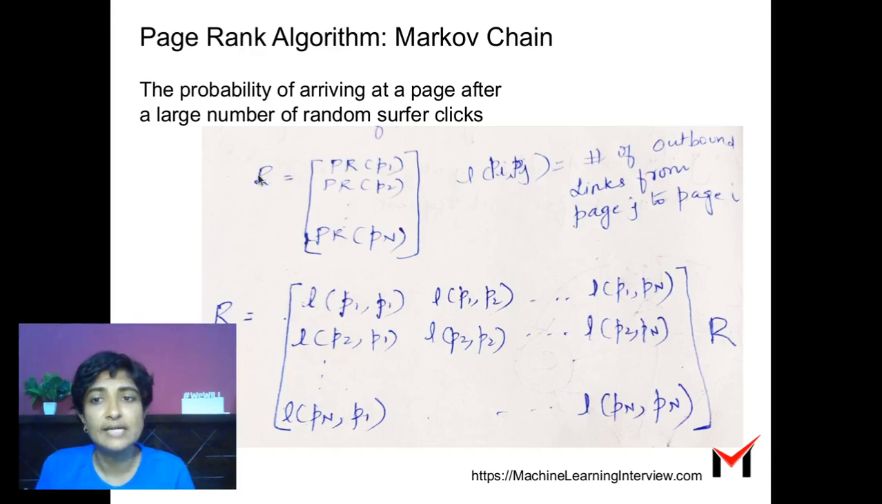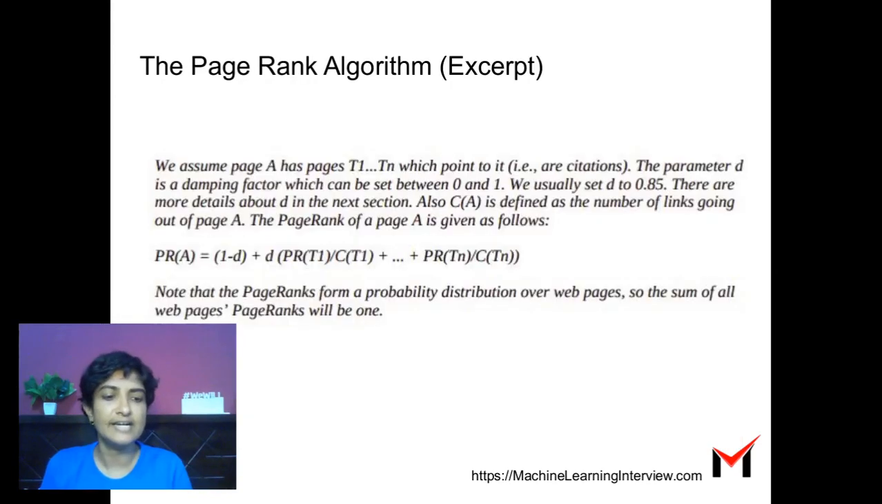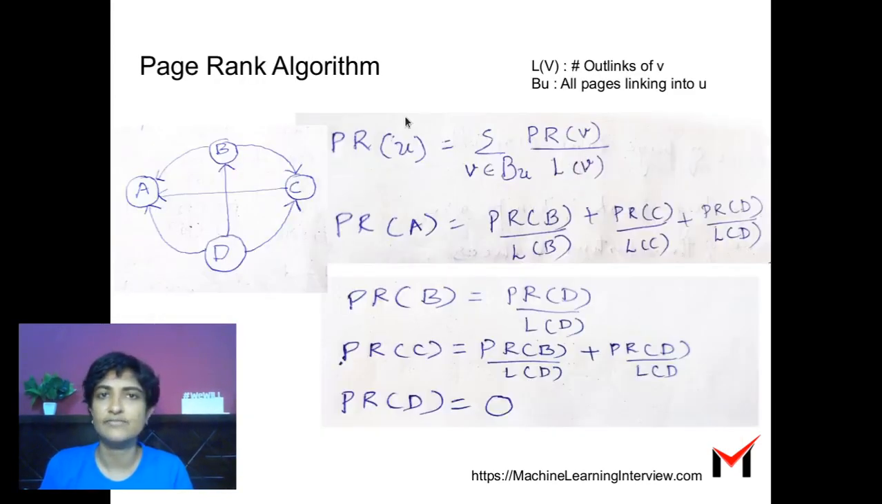Let's say R is the set of page ranks, a column vector of page ranks. Then we can write the basic equation, the random surfer model, as R equals this matrix here times R, where the matrix itself has L of Pi to Pj, the number of outbound links from page J to page I. So if we simplify this, we will just end up with this equation that we have seen here. It's just a way of saying this.